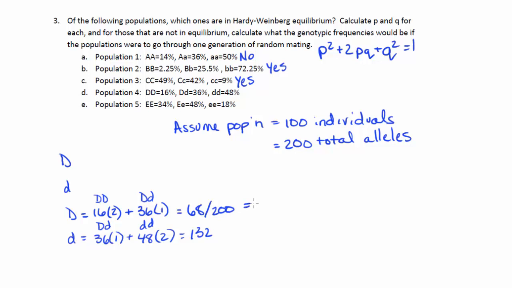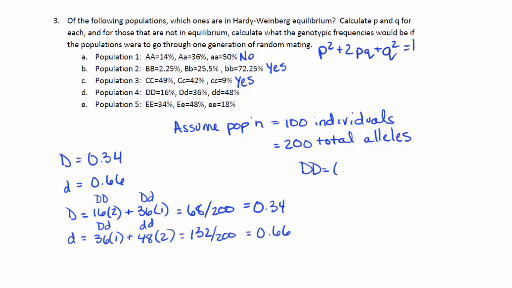So if we look at the frequency of big D, it's 68 divided by 200. That is equal to 0.34. If we look at little d, 132 divided by 200, we get 0.66 here. Okay, so now we have our P and Q. I wrote that wrong, so let's change that to 0.34. Little d is 0.66.